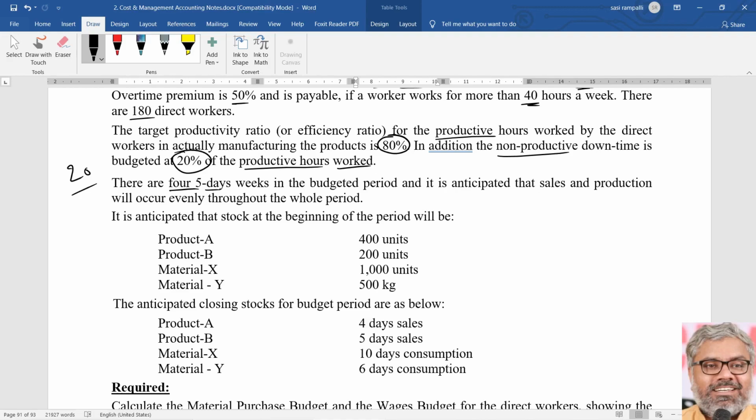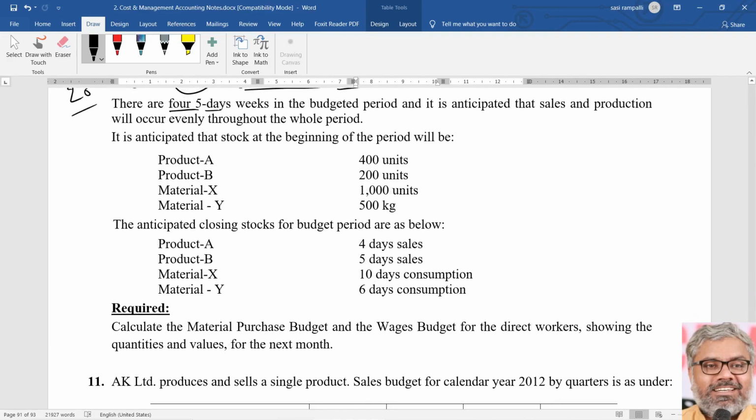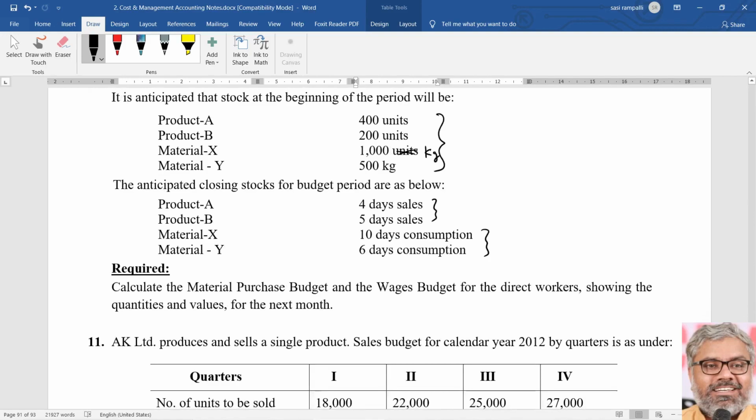And it is also anticipated that stock at the beginning of the period is given for both A and B, and material X and Y also. See, material X should not be units, it is kgs. Change that. Y also kgs, 1000 kgs, 500 kgs. Closing stocks are given not directly but indirectly. A and B, 4 days sales, 5 days sales. X and Y, 6 days consumption and 10 days consumption. What is required here is, first you have to prepare a material purchase budget and wages budget for the direct workers, showing the quantities and values for the next month.